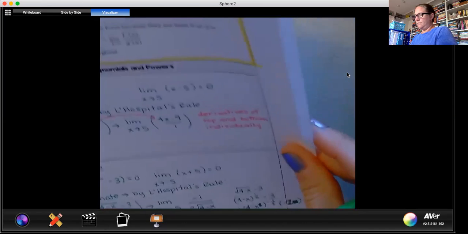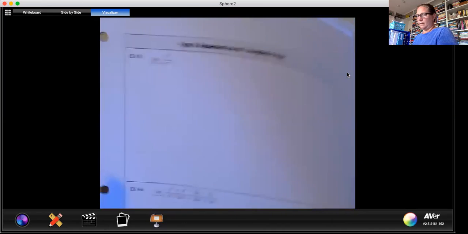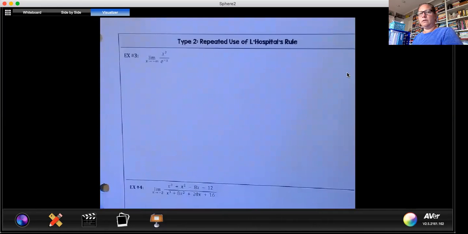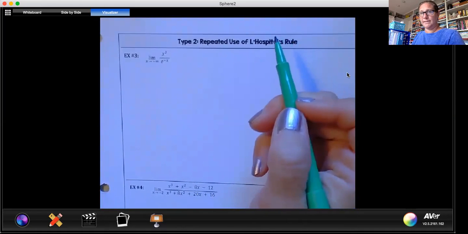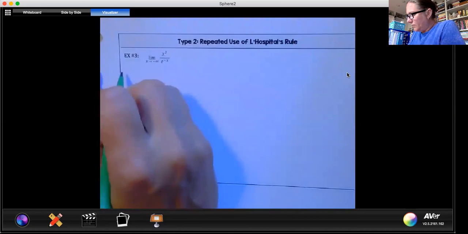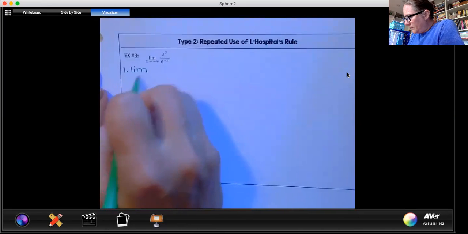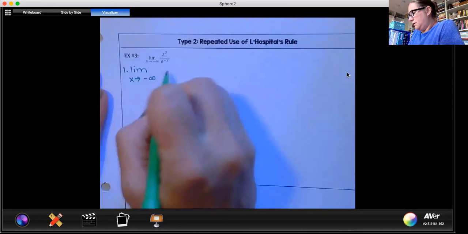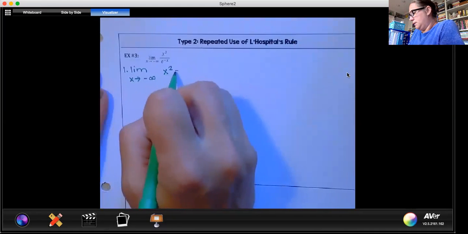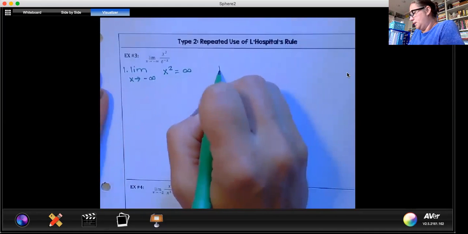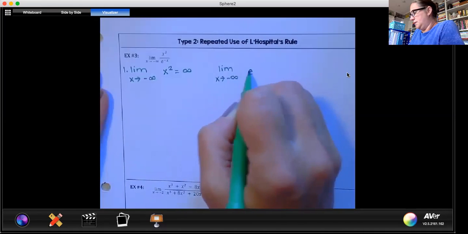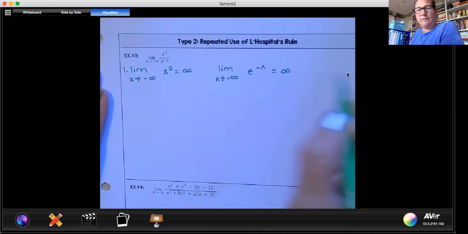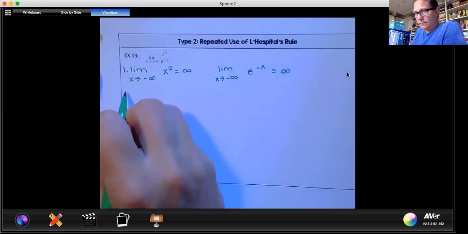So what happens if you go to do a problem, and once you have completed it, you get 0 and 0 again, or you get infinity, infinity again? That just means you use L'Hopital's rule again. The process stays the same. So the limit as x approaches negative infinity of x squared is just infinity. And the limit as x approaches negative infinity of e to the negative x will also be infinity. So there's your indeterminate form.